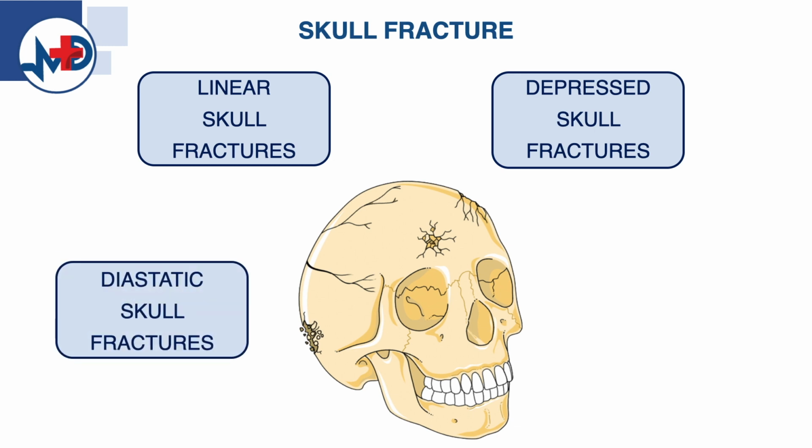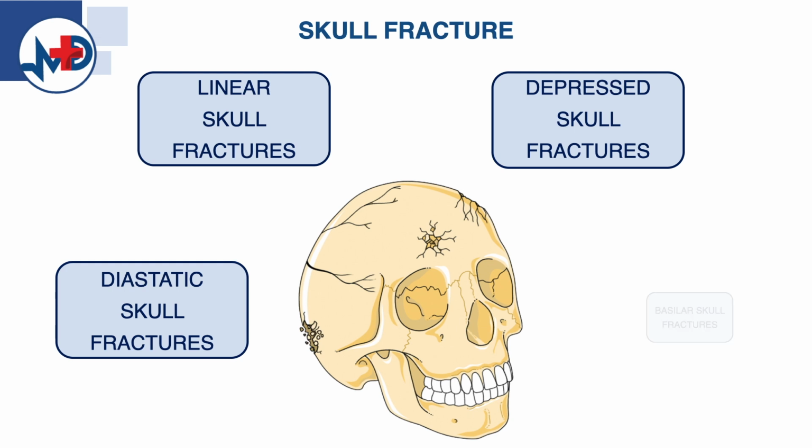Diastatic skull fracture. The sutures are the areas between the bones in the head that fuse when we are children. In this type of fracture, the normal suture lines are widened. These fractures are more often seen in newborns and older infants.